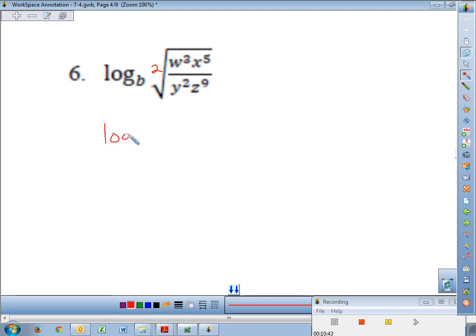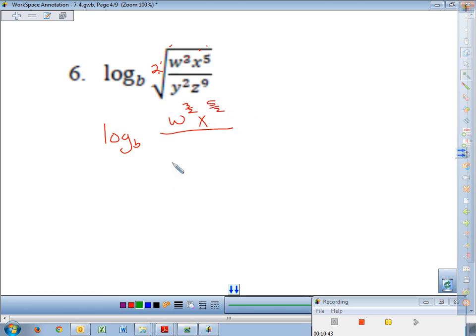Since it's so messy, let's just rewrite this guy. Log base b. Each term is power over root. So here's my fraction bar. Isn't the w upstairs? And instead of w cubed in the square root, how about w to the 3 halves power? With me on that? Power over root, right? 3 halves power. All good? How about the x? What do you want to write x as? X to the 5 halves power.